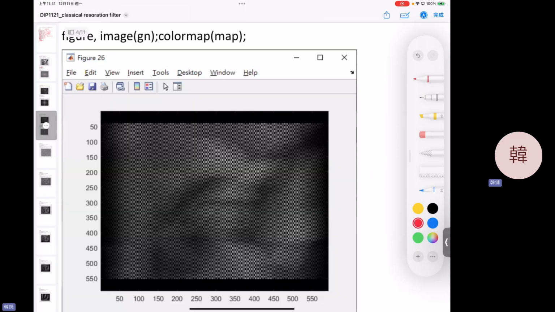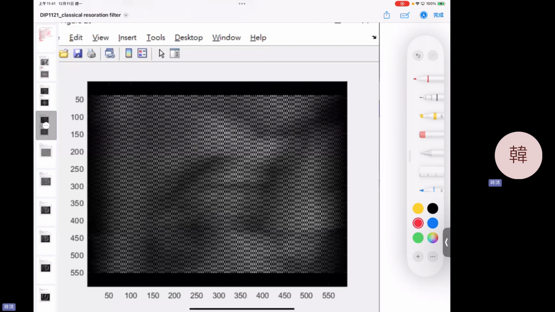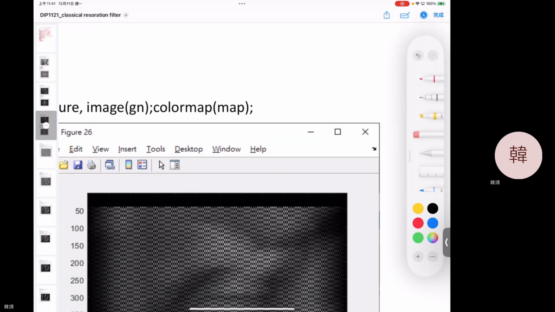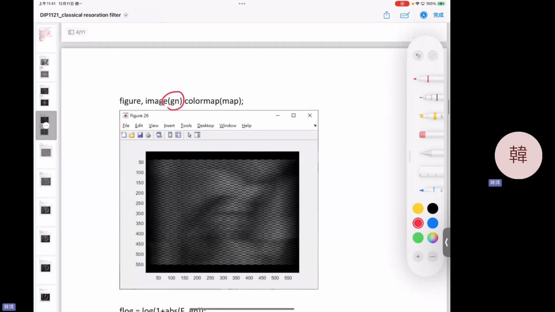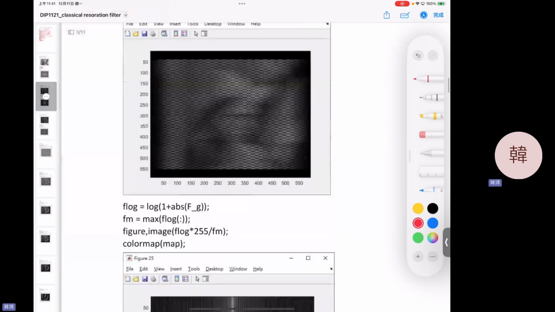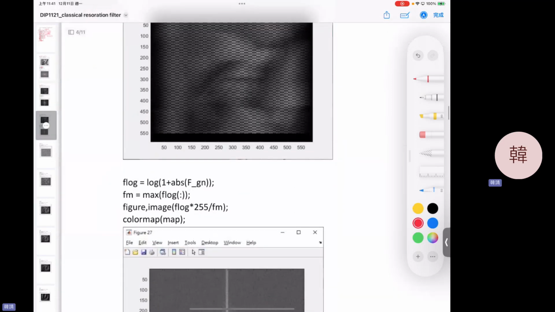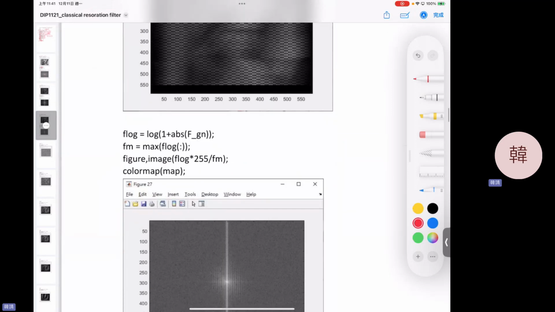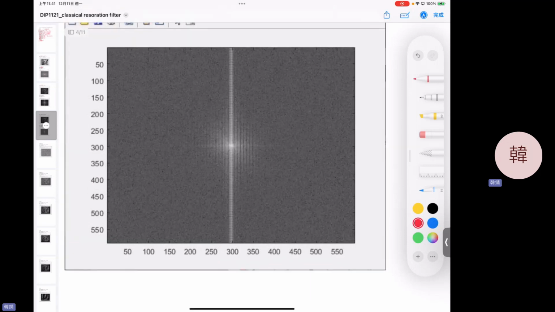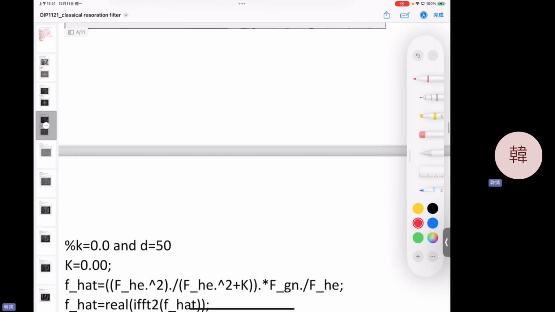So this is the Lena image with horizontal motion blur and additive noise, because it's GN, right? GN here, so you know it's with additive noise. Can you tell the difference between this one and this one? Not at all. You cannot tell the differences there. So this is the noise spectrum of the Lena image with additive Gaussian noise.